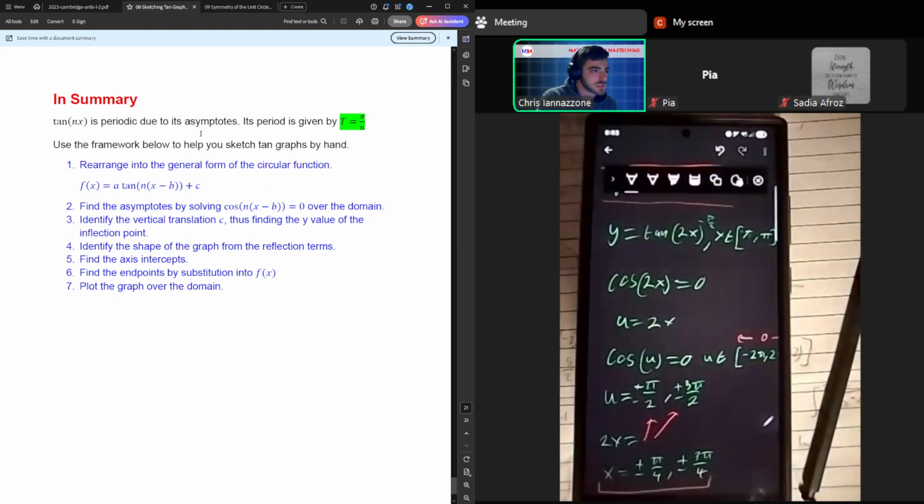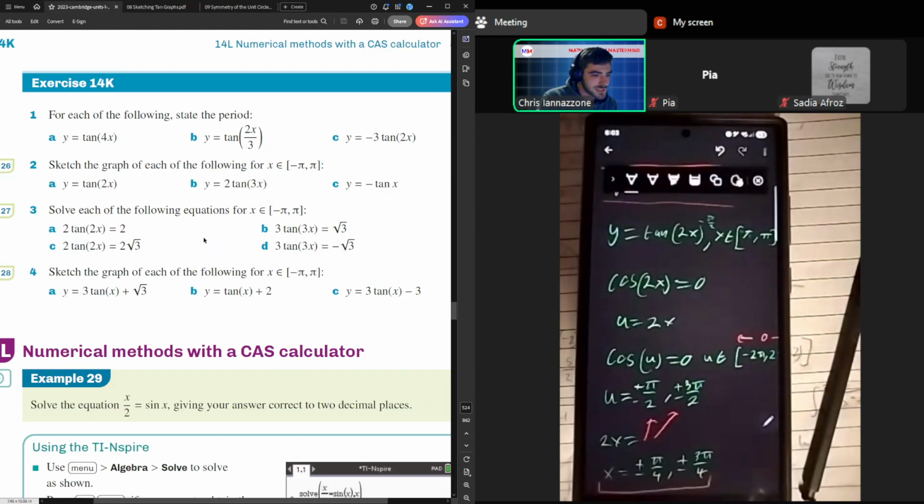Cool. Okay, so that is that. Does anyone want to see another one of those done, or would we want to work on the next topic, symmetries of the unit circle? Next topic? Sure.